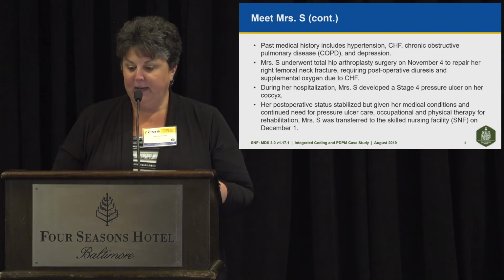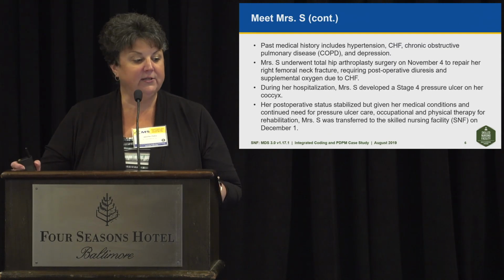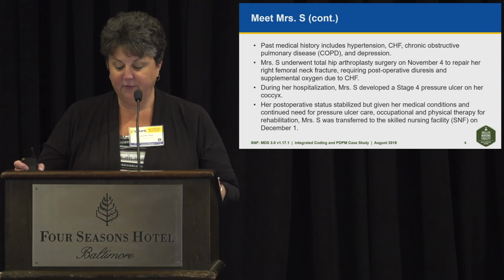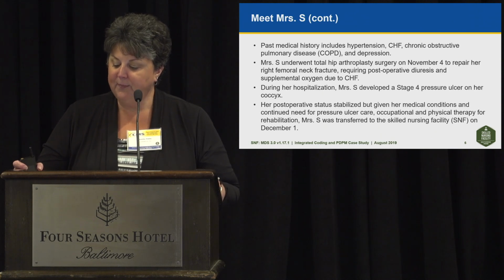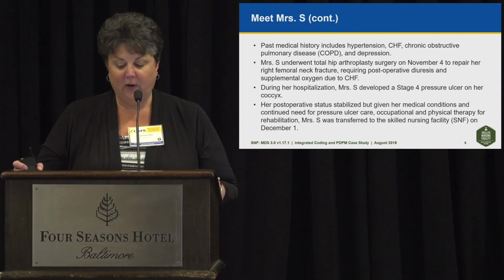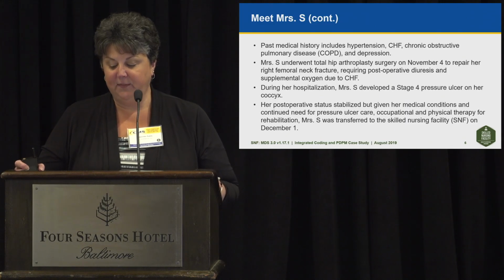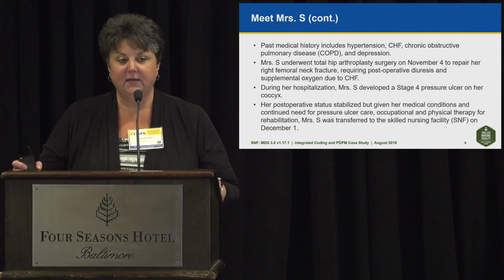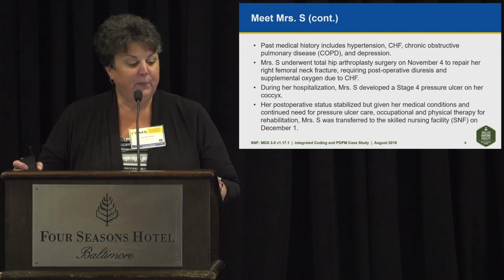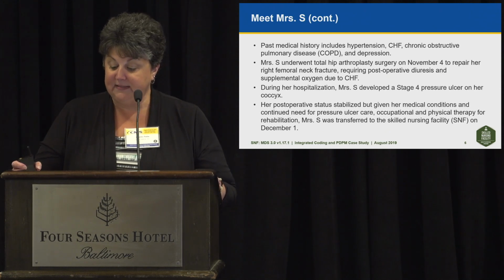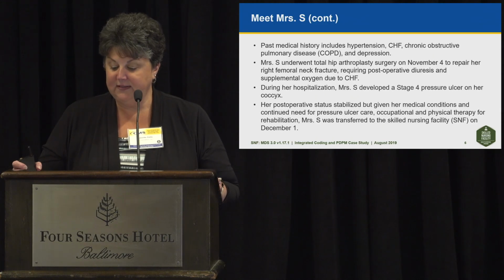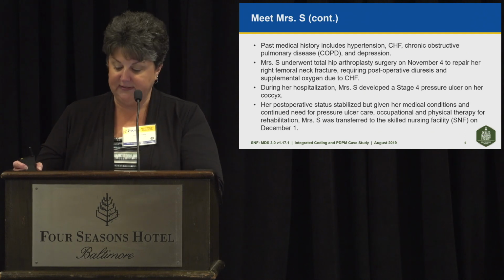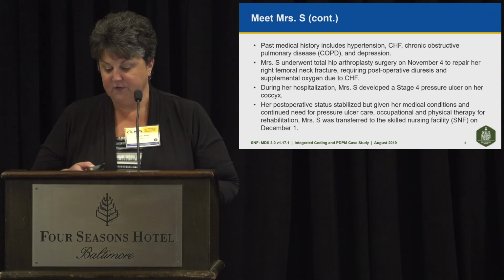Her past medical history includes hypertension, CHF, COPD, and depression. She underwent a total hip arthroplasty on November 4th to repair her femoral fracture. She required post-op diuresis and supplemental oxygen due to her CHF. And during her hospitalization, she developed a stage 4 pressure ulcer on her coccyx. Her post-op status stabilized, but given her medical conditions and her continued need for pressure ulcer care, as well as OT and PT, she was transferred to your skilled nursing facility on December 1st.